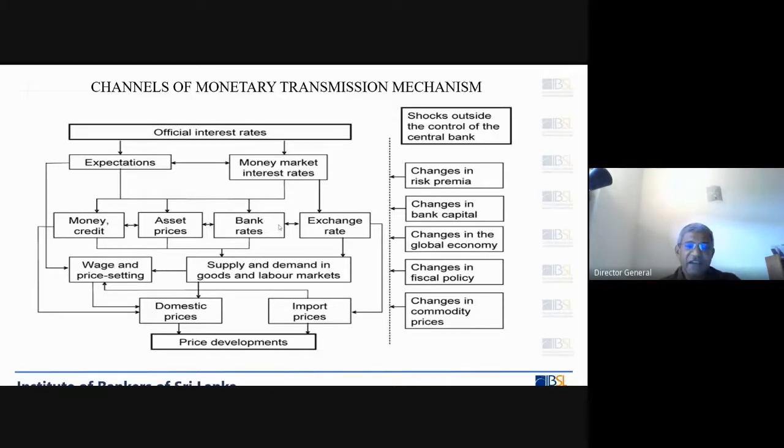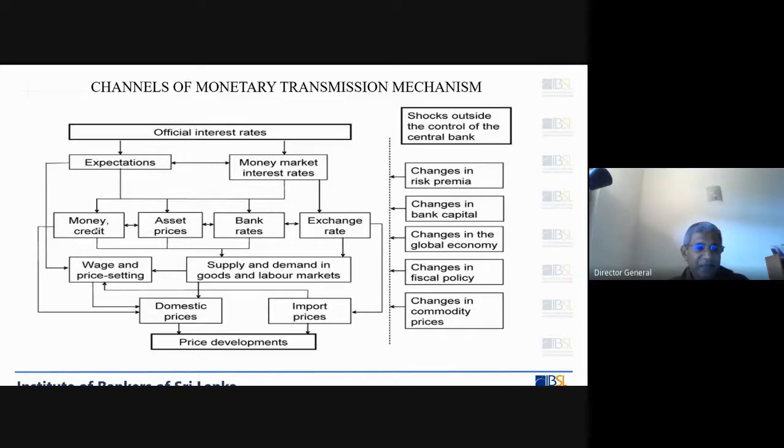Then basically we can identify the starting point is the official interest rate that affects expectations and also the money market interest rates. They in turn affect credit, asset prices, bank rates, and also the exchange rate. This is called the credit channel, asset price channel, bank rate channel, exchange rate channel. Actually, when you say bank rate channel, this is the interest rate channel. Usually this is called the interest rate channel. Asset prices channel, credit channel, and exchange rate channel. There are 4 channels we can identify.